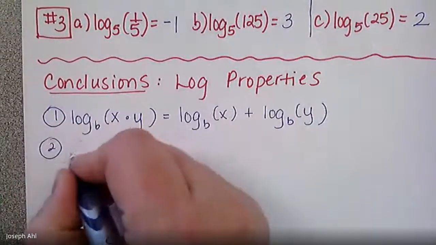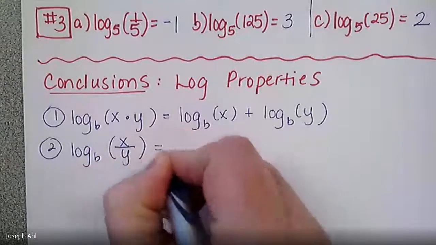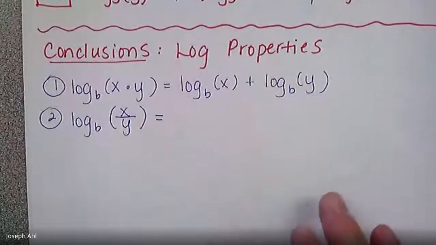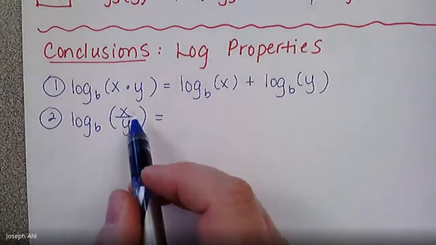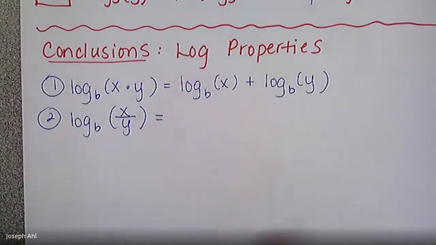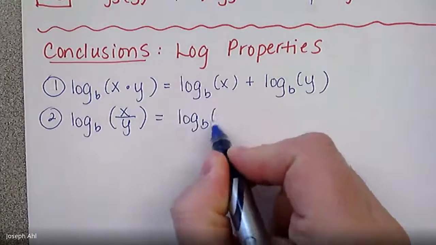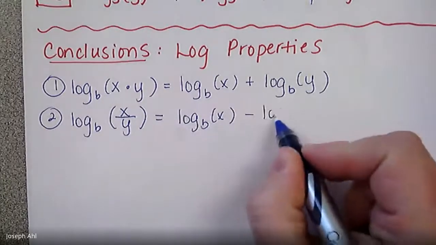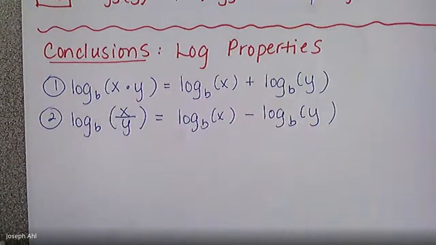And I don't think it will be too much of a surprise if I say there's a quotient rule as well: log base b of x divided by y. You could actually even think of this as a product if you bring the y to the numerator and make it x times y to the negative first. So you might get a little fancy there, but we're not going to do that too often. We're just going to write it as log of the difference: log base b of x minus log base b of y.